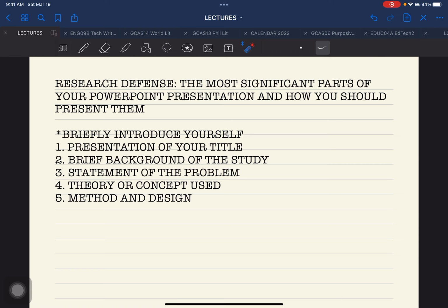So if there is a question regarding your SOP, you have to address the question of the panel, unless the panel will inform you that all of the questions will be presented after the presentation. So you need to listen to the instructions of the panel or the chairman of the committee during your research defense.